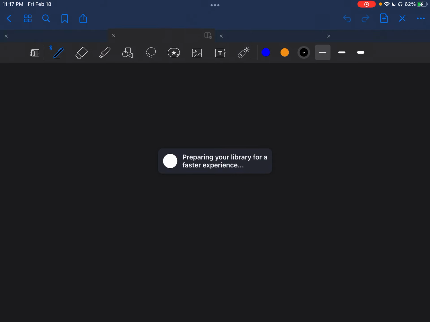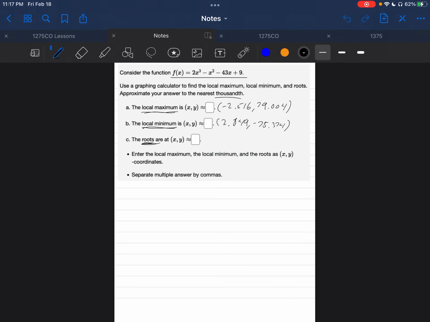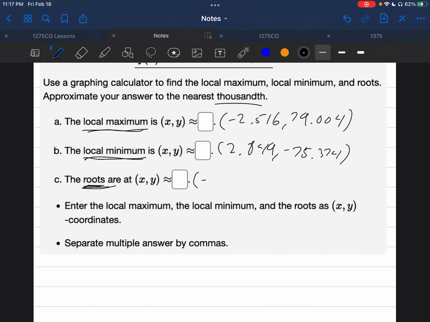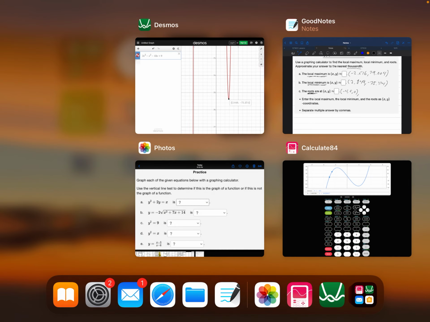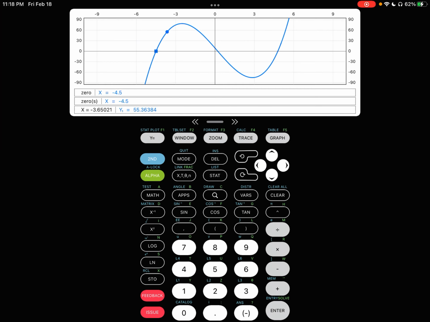So a root is an ordered pair. That's going to be negative 4.5 comma 0. And since there are 3 roots, that means we're going to put in 3 separate ordered pairs. Let's take a look at the next one. Right, we can see right over here is where the next root is located.